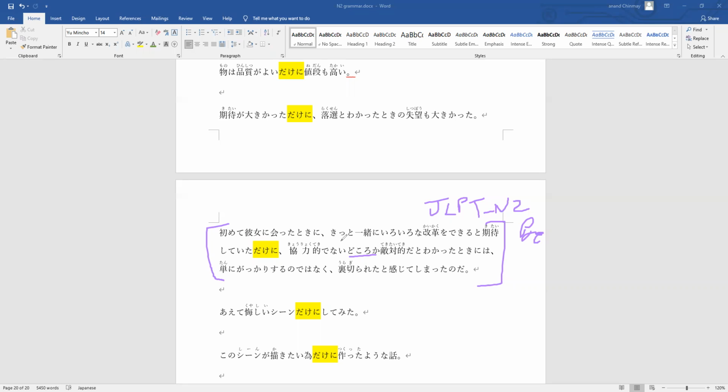Okay. This was fine somehow. Kyoryokuteki denai dokoro is like far from being unsupportive. Kyoryokuteki denai dokoro ka is far from being unsupportive, but it's not like she was being unsupportive, she was hostile. The moment when I got to know that she was hostile.